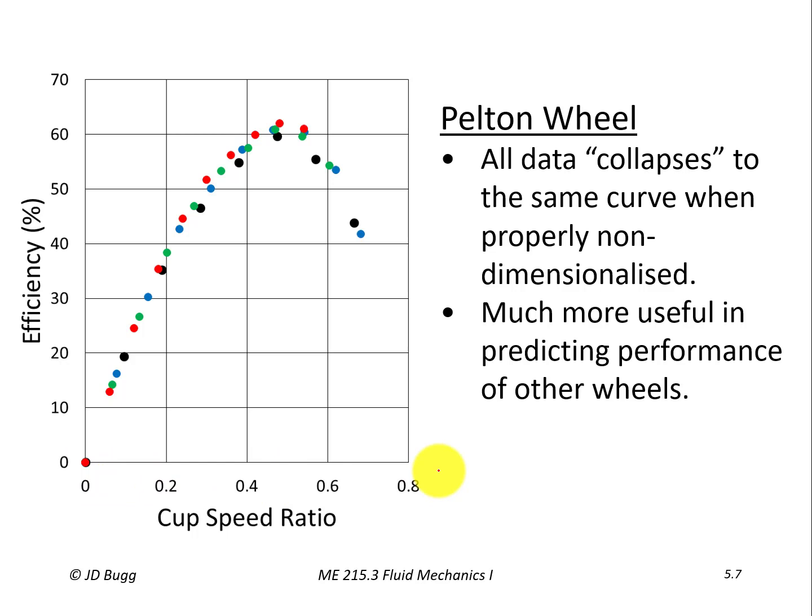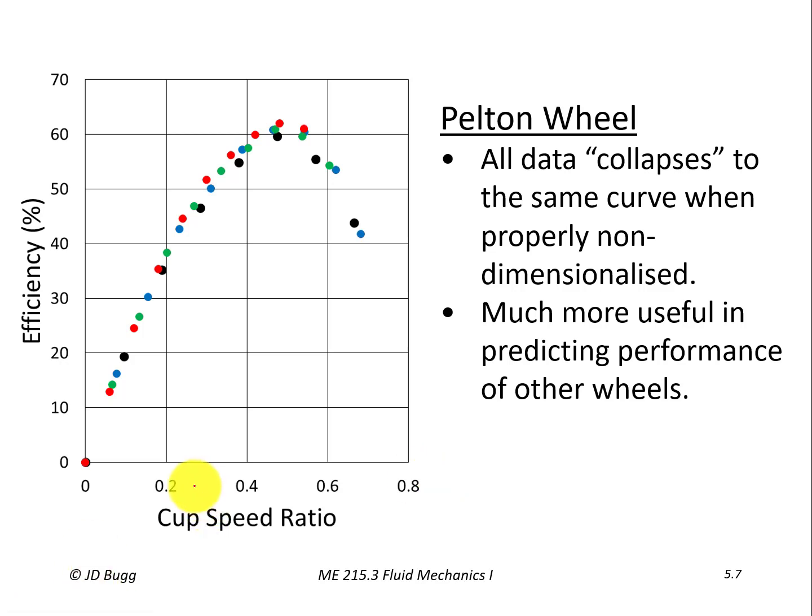Well, when we take that exact same set of data on the previous slide and replot it using cup speed ratio and efficiency instead, all of the data so-called collapses to the same curve when it's properly non-dimensionalized.